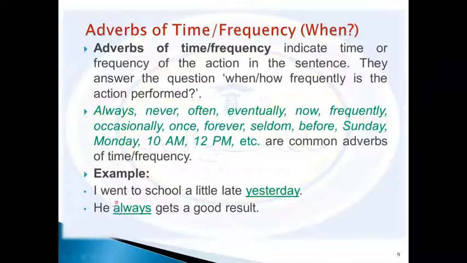So how? How frequently is the action performed? We can say always. That means it's an adverb of frequency. This one is an adverb of time. Always, often and usually are adverbs of frequency.